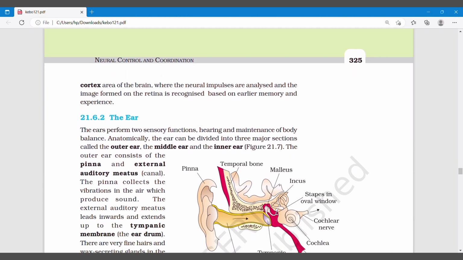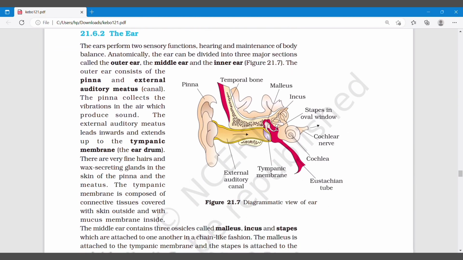And the last one is the ear. The ear performs two sensory functions, hearing and maintenance of the body balance. Anatomically, the ear can be divided into three major sections called the outer ear, the middle ear, and the inner ear, that is given in figure 21.7.